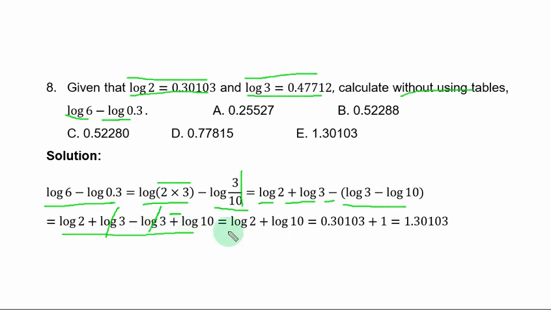You are left with log 2 plus log 10. This is the value of log 2. Log 10, because the base is 10, you have 1. After addition, you have 1.30103. The correct option is E.